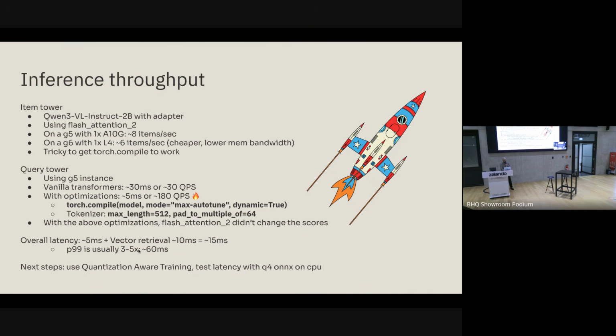So when you put all of that together, 5 milliseconds to get the embeddings of the query, add that on to 10 milliseconds for doing a vector retrieval. It adds up to about 15 milliseconds on average. And if you take the rule of thumb that P99 latency is about 3 to 5 times slower, you get about 60 milliseconds of P99 latency, which fits kind of well into the latency budget.